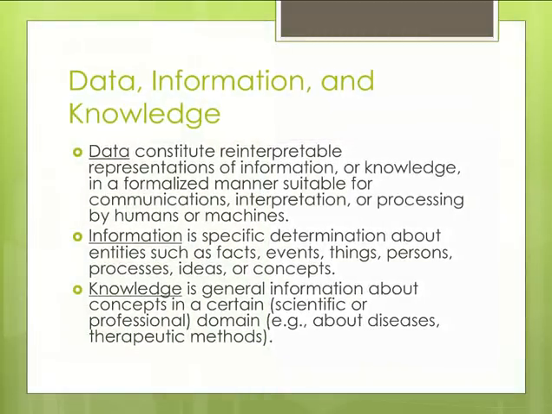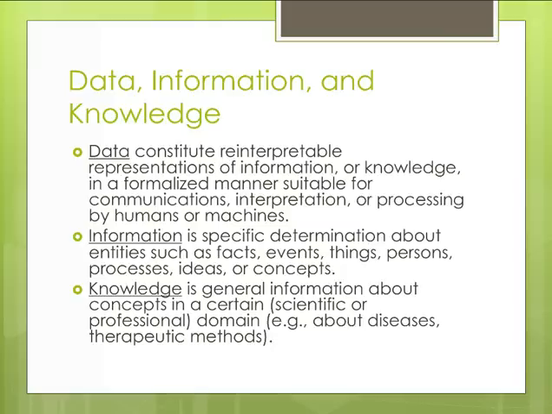Data, information, and knowledge. The book defines data as reinterpretable representations of information or knowledge in a formalized manner suitable for communications, interpretation, or processing by humans. The book also provides a definition for information and knowledge. Information is specific determination about entities such as facts, events, things, persons, processes, ideas, or concepts. Knowledge is defined as general information about concepts in a certain scientific or professional domain, such as diseases or therapeutic methods.